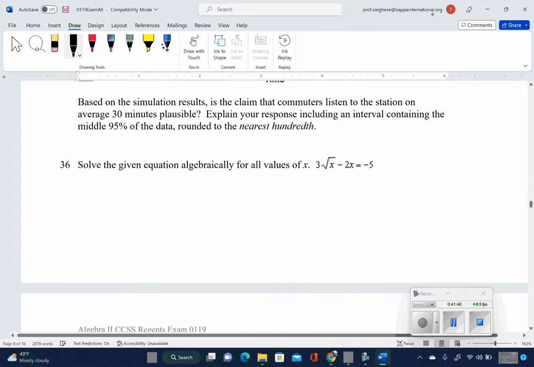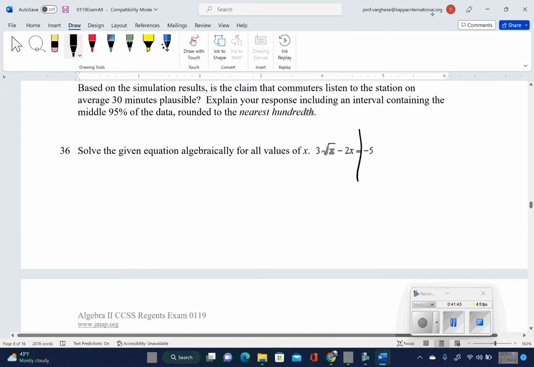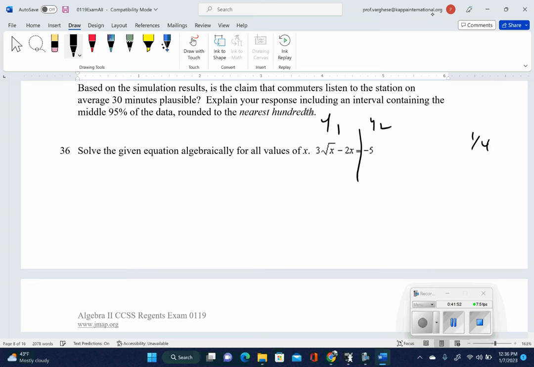35 is a dub. 36, even though it says algebraically, you can definitely solve this with the calculator. Y1, Y2, and at least get another 1 point out of four, maybe even 2 points, depending on how you do it. I'll plug this into the calculator and do this with you. Again, we want to try to get as many points to secure the bag, okay? Secure it.